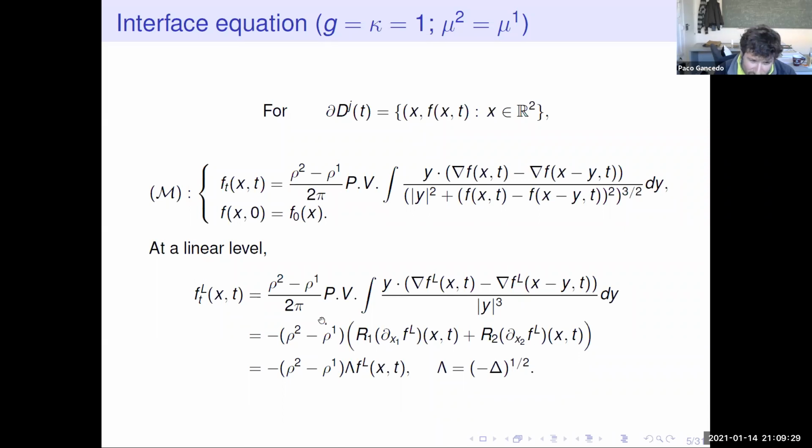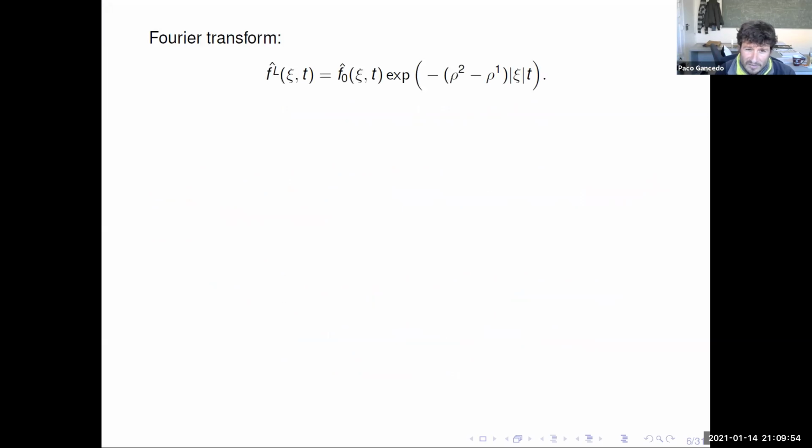And well, an important feature is the difference between the density of the fluid, okay? What we have over here, I'm gonna show you now, solving this equation using Fourier techniques, is that we have a kind of heat equation, but replacing the Laplacian by the square root of the Laplacian, okay? Good, so let's use Fourier transform, and then what I get is this solution, okay?